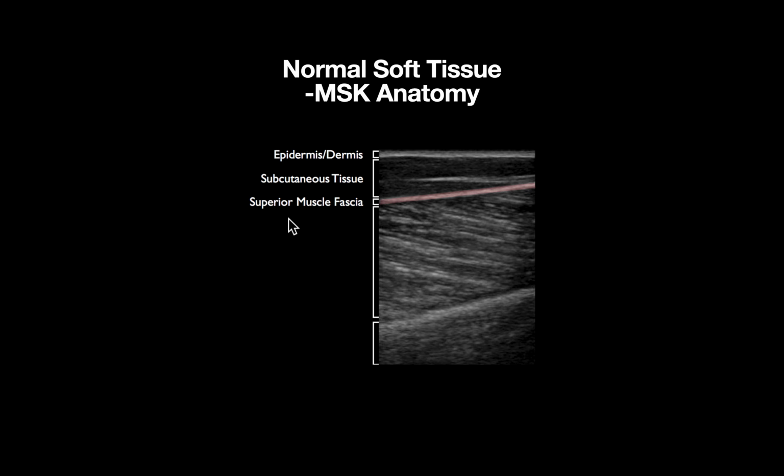The deep portion consists of muscles, tendons, ligaments, bones, and joint spaces. Notice that the muscular fascia, which is this hyperechoic line here, separates the superficial from deep portion. Nerves and blood vessels will often run in this area. Muscle appears hyperechoic relative to subcutaneous tissue with striations that run parallel in a particular direction.